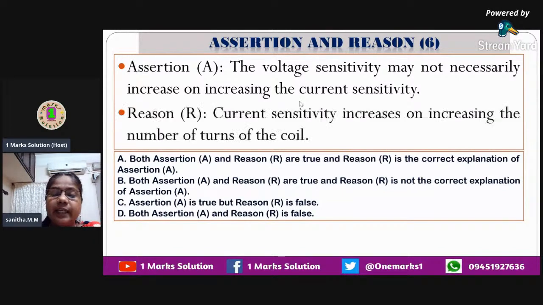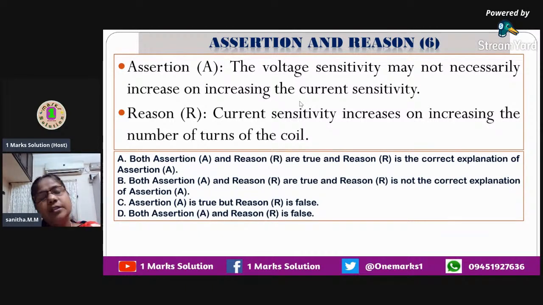We'll go for the reason. Current sensitivity increases on increasing the number of turns of the coil. Yes, of course, we can say that. Why? Because the equation for Is is equal to phi by I, which becomes NBA divided by C. N is the number of turns, B is the magnetic field, and A is the area. So it depends on the number of turns. When the number of turns increases, current sensitivity also increases.